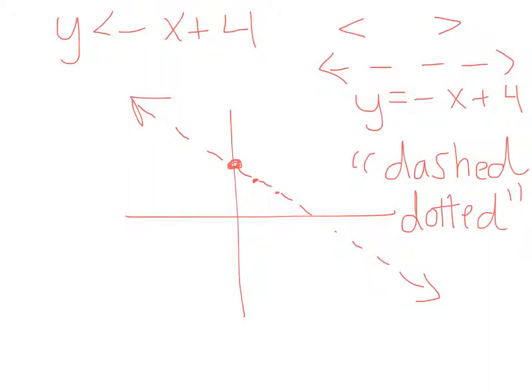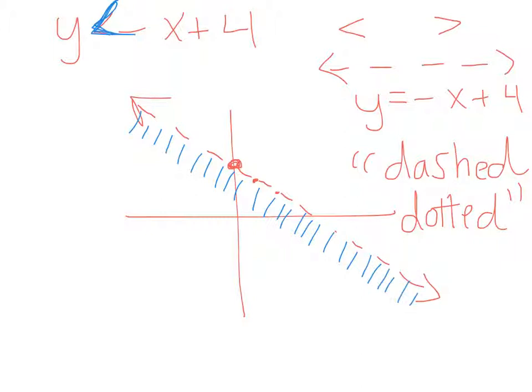So now, secondly, I always need to decide what part I am shading. I look at the symbol, and I can see here that this symbol says less than. So less than is going to mean below. Okay, so I think this is the part I'm going to shade. I am, however, going to check my answer.